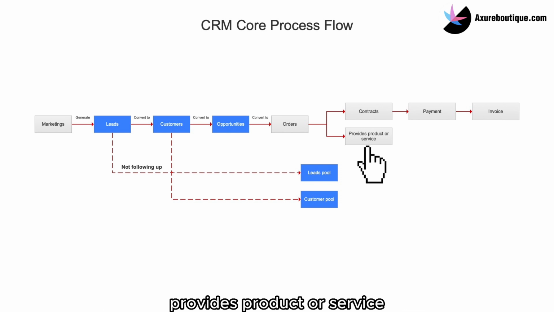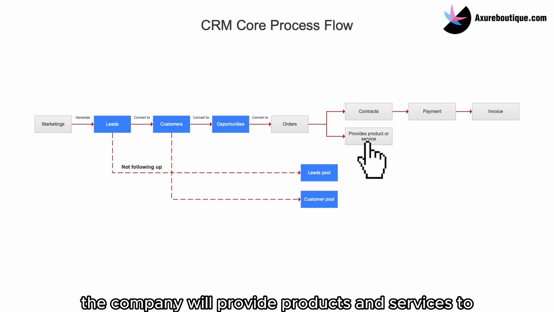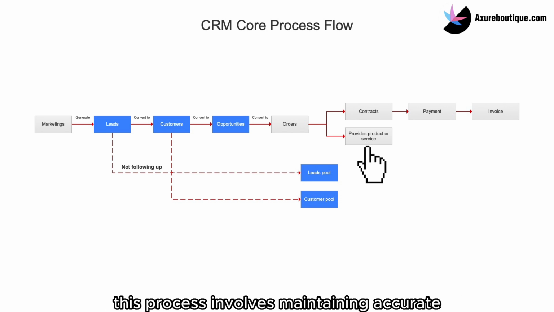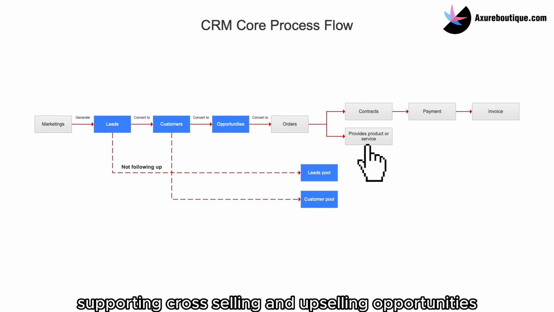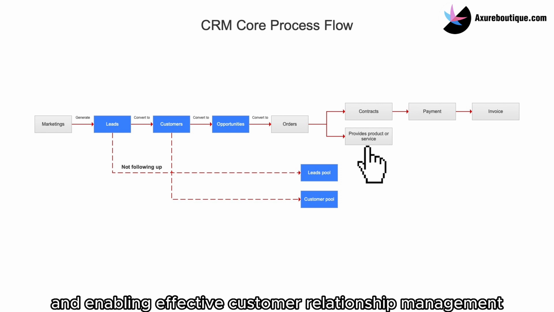Provides product or service: after the customer pays the order, the company will provide products and services to the customer. This process involves maintaining accurate records of customer purchases, supporting cross-selling and upselling opportunities, and enabling effective customer relationship management.